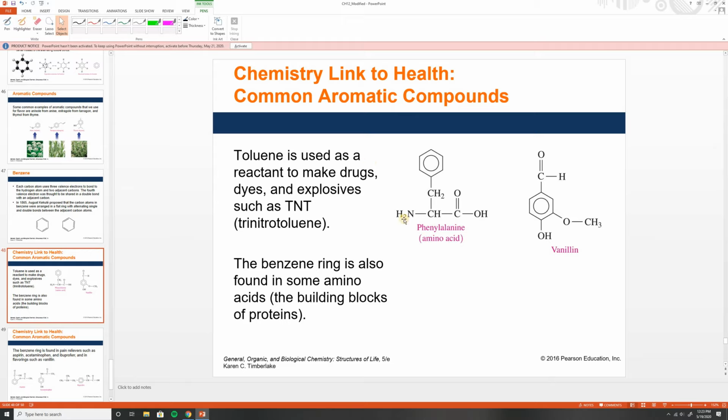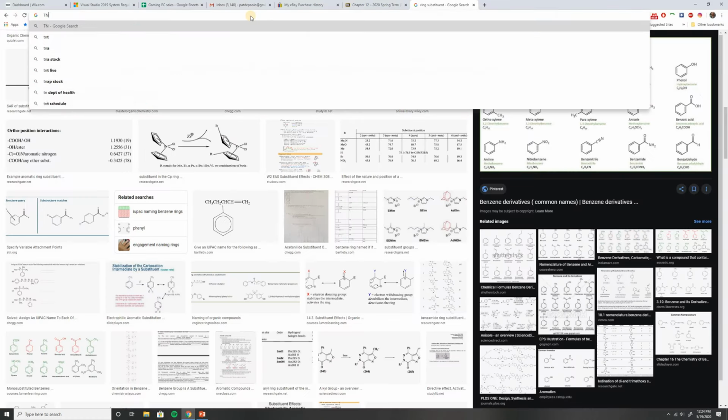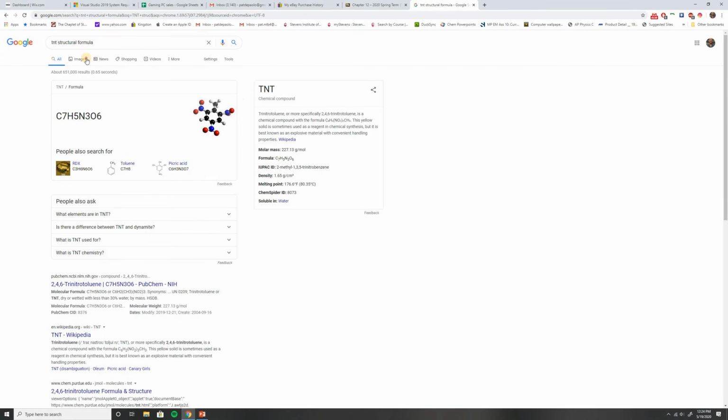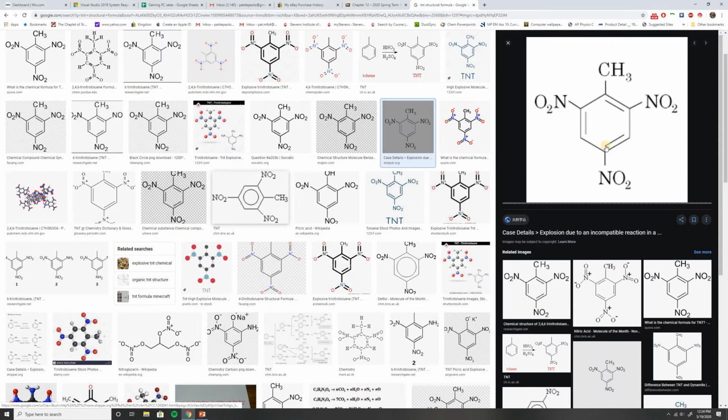TNT is one that has an aromatic ring on it, trinitrotoluene. Where's TNT? Where is it? There you go. There's TNT, so it's trinitrotoluene. Toluene is CH3 with the benzene ring on it. Trinitro: nitro group, nitro group, nitro group. So trinitrotoluene, that's what gives it its name.